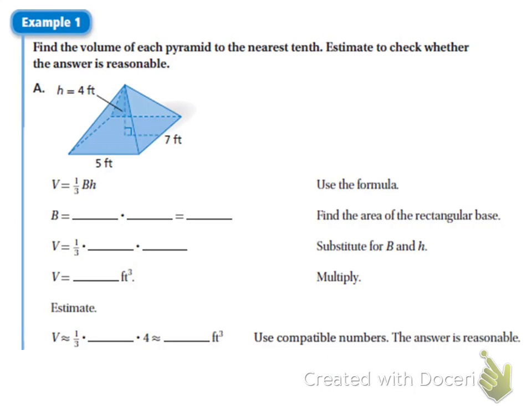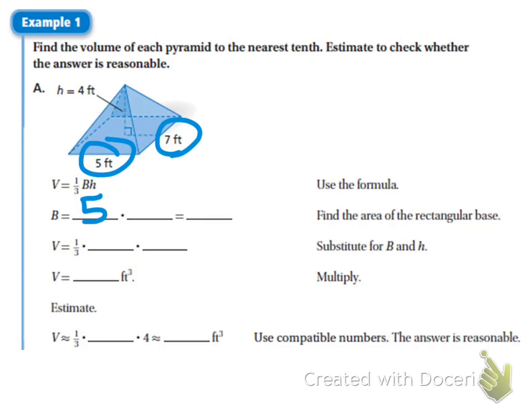Example number 1. We're going to find the volume of each pyramid to the nearest tenth and estimate to check whether the answer is reasonable. So let's look at the formula. We have volume equals 1/3 times base times height. That's our formula for a pyramid. So on the line we're going to write, what's the base? Well, base we have here is, Jack? 5 feet. That is correct.